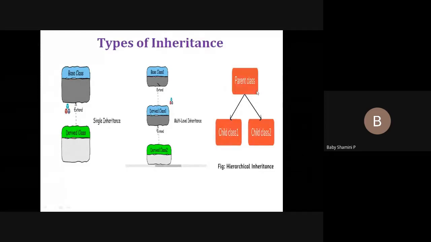And next one is hierarchical inheritance. Hierarchical inheritance means we have only one parent class and more than one child class. That is hierarchical inheritance. This child class contains its own properties and also its parent's properties. In the same way, this other child class too contains its own properties and also properties from the parent class. This is hierarchical inheritance. So these three different types are present in the inheritance concept.